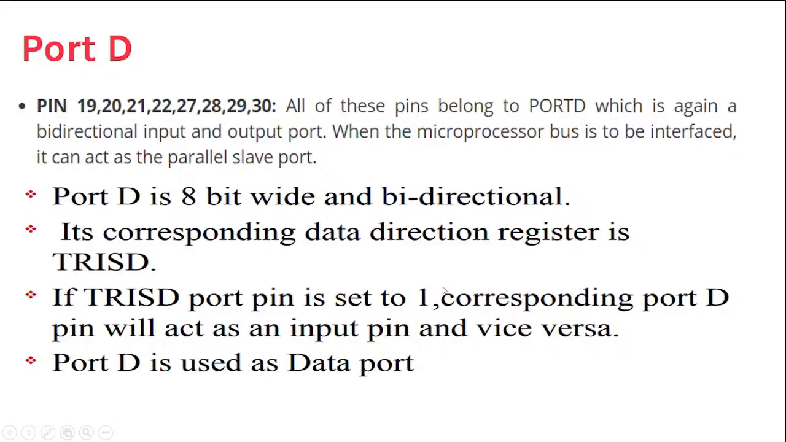The next is port D. Port D has pins 19, 20, 21, 22, 27, 28, 29, 30. All these pins are port D, which is again a bidirectional input as well as output port. It is 8-bit wide. It uses TRISD for the data direction registers. So port D is used as a data port.